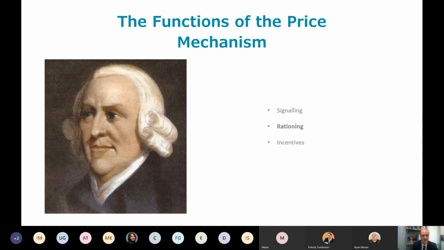But aside from this theory of specialization, one of Adam Smith's other most influential theories was the functions of the price mechanism. And he said that prices have three main purposes within a market, a place where buyers meet sellers to exchange money for their goods and services. And those three functions of the price mechanism are signaling, rationing, and incentives.